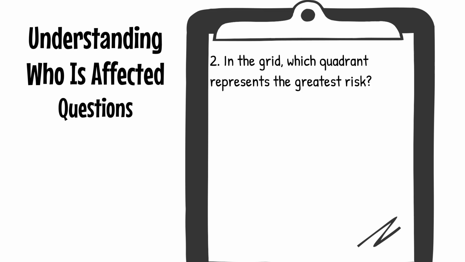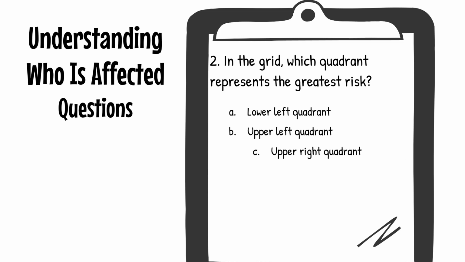Question 2. In the grid, which quadrant represents the greatest risk? A. Lower left quadrant. B. Upper left quadrant. C. Upper right quadrant. Or D. Lower right quadrant.